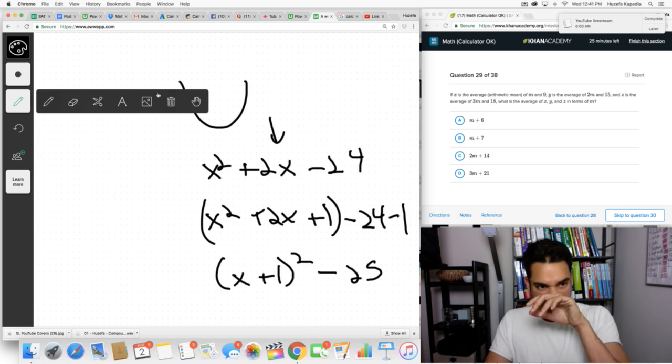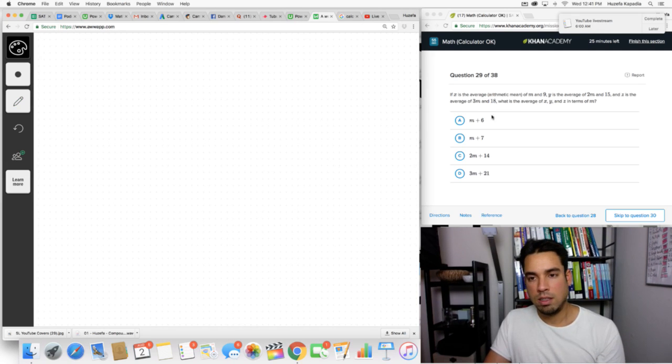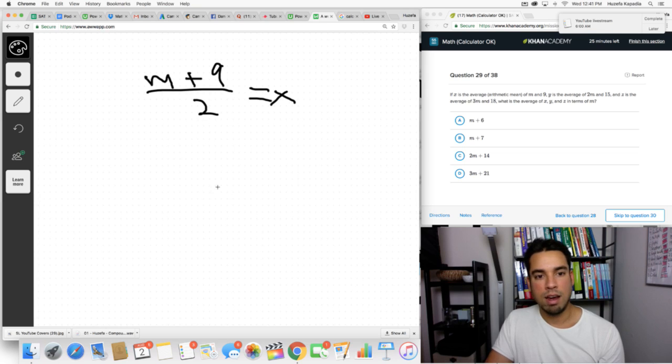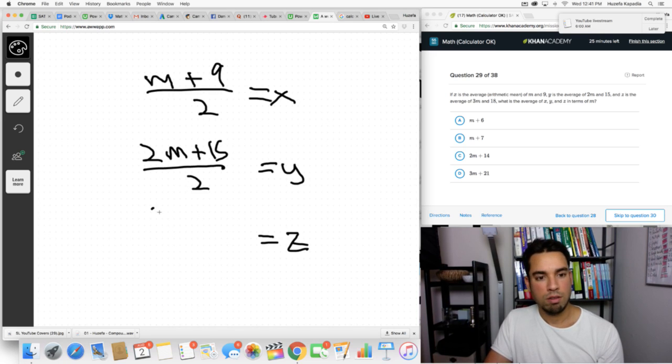29. We've got 10 questions left. If x is the average of m and 9, m plus 9 over 2 equals x, y is the average of m and 15, and z is the average of m and 18. What is the average of x plus y plus z in terms of m? So now we've got in terms of m, so we can add all these.